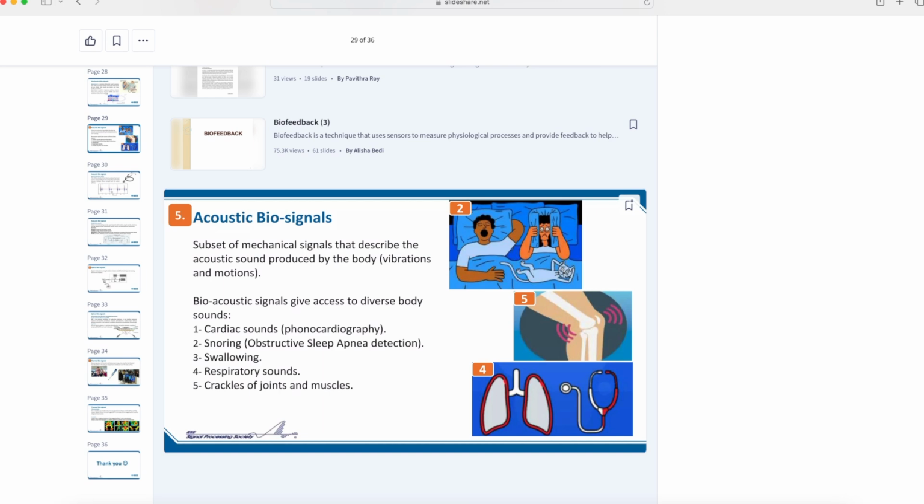Number 5. Acoustic biosignals. Subset of mechanical signals that describe the acoustic sound produced by the body, vibrations, and motions. Bioacoustic signals give access to diverse body sounds, such as cardiac sounds, snoring, swallowing, respiratory sounds, and crackles of joints and muscles.